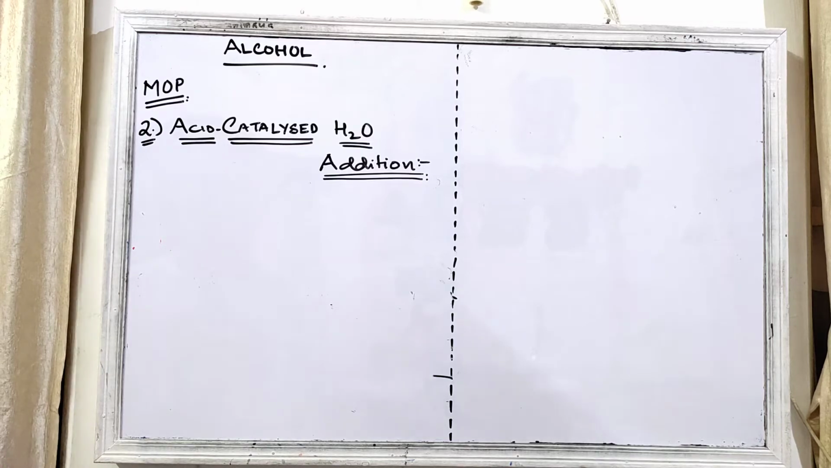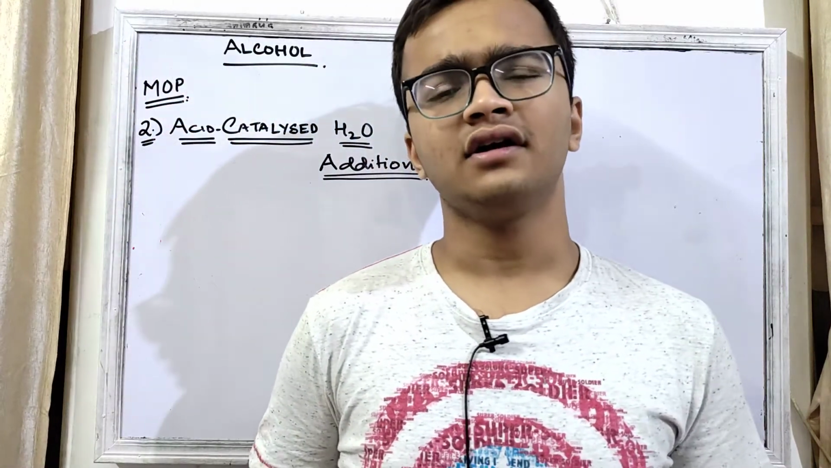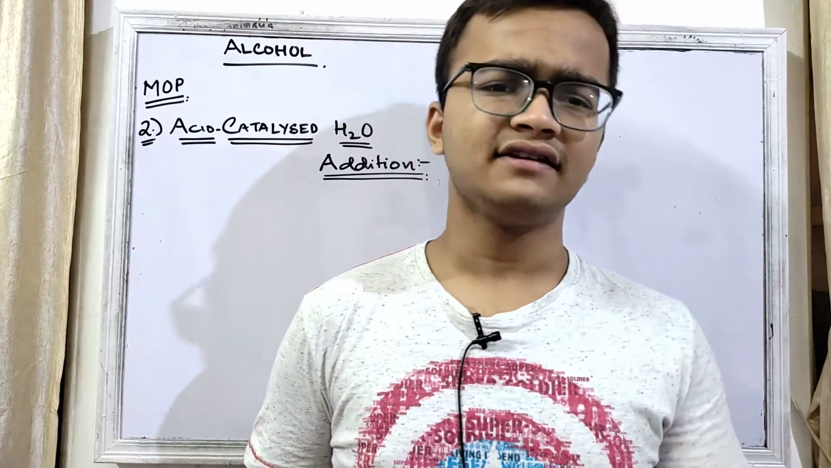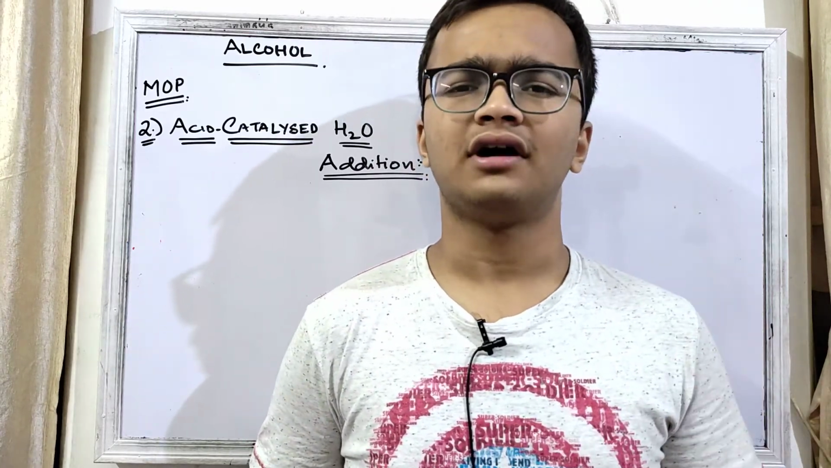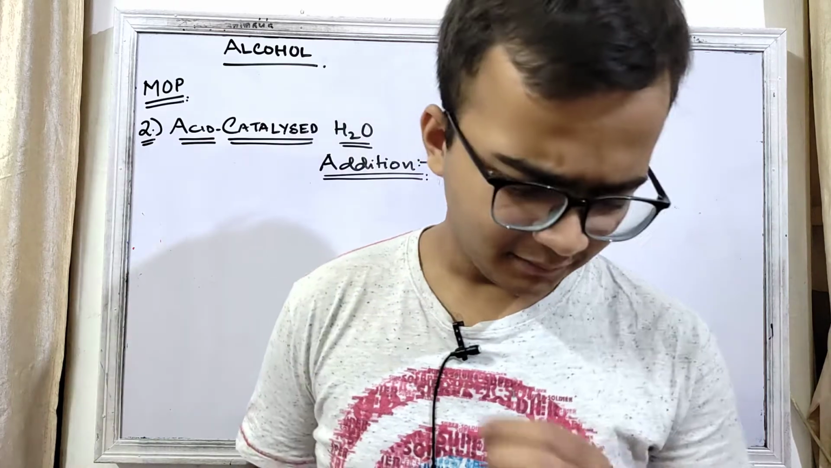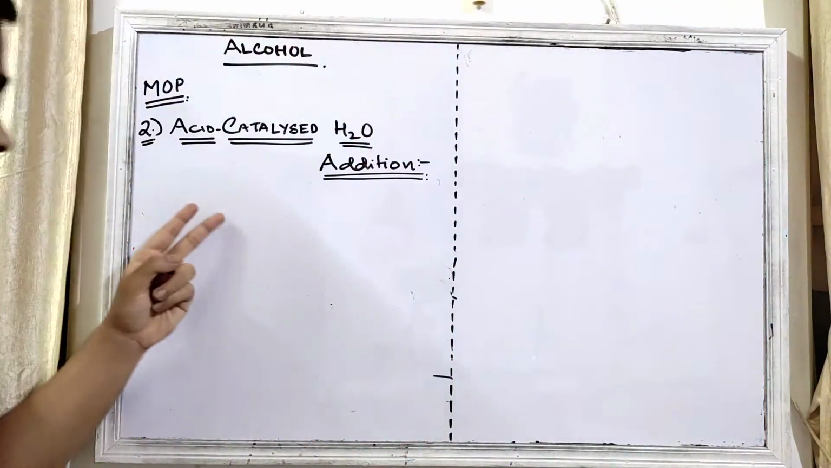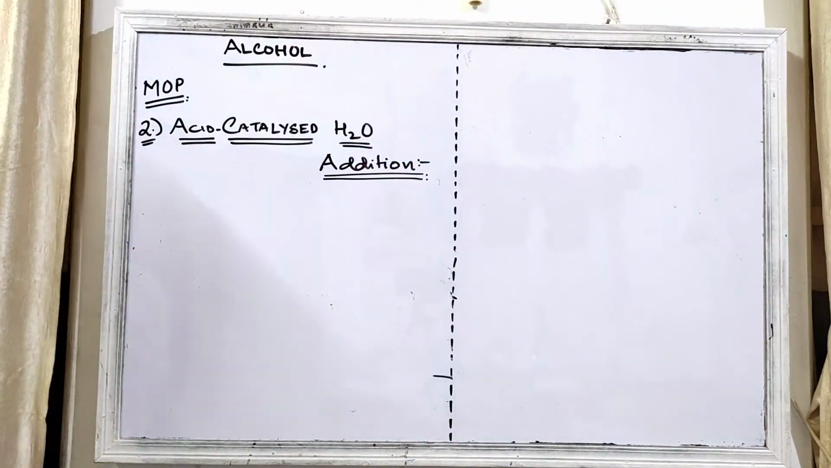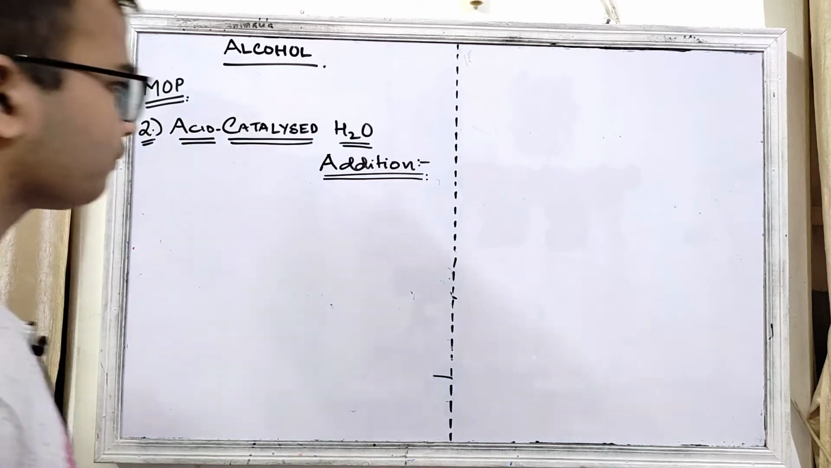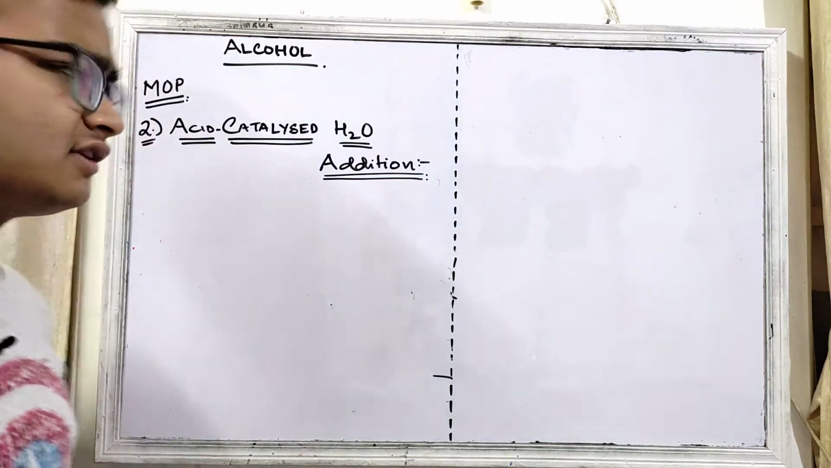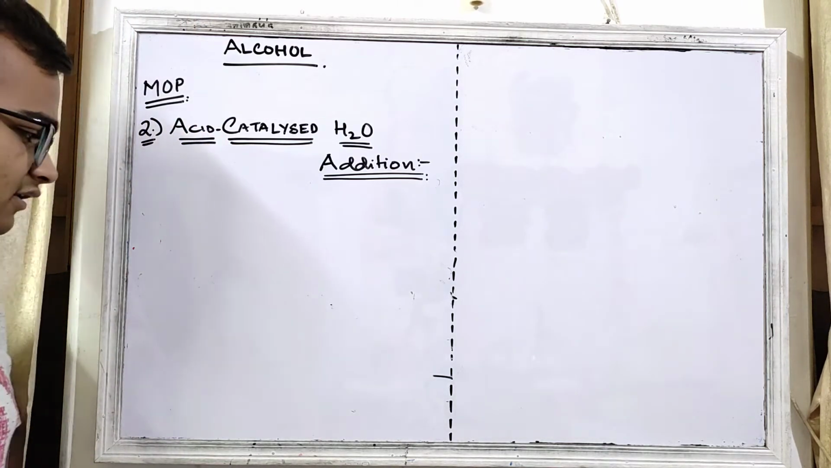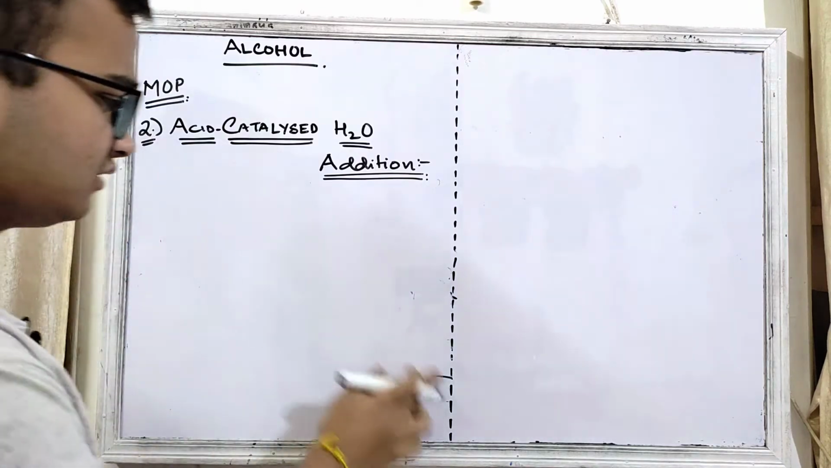So the next method of preparation which we have for the preparation of alcohol is the acid catalyzed addition of water to an alkene. So what's happening, let's see over here. Acid catalyzed H2O addition. Okay, so by seeing the term H2O addition, you will think that something like this is happening.